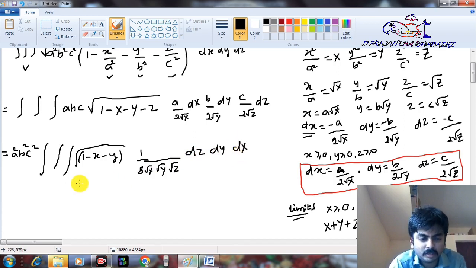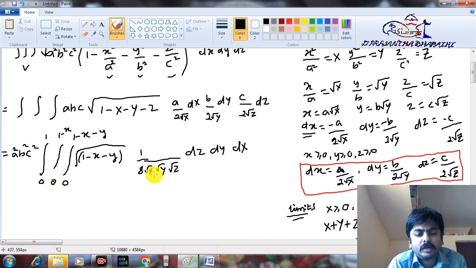Okay, so what will be the limit of z? The limit of z is 0 to 1 minus x minus y. The limit of y will be 0 to 1 minus x. The limit of x is 0 to 1. Okay, now we have got our required structure.